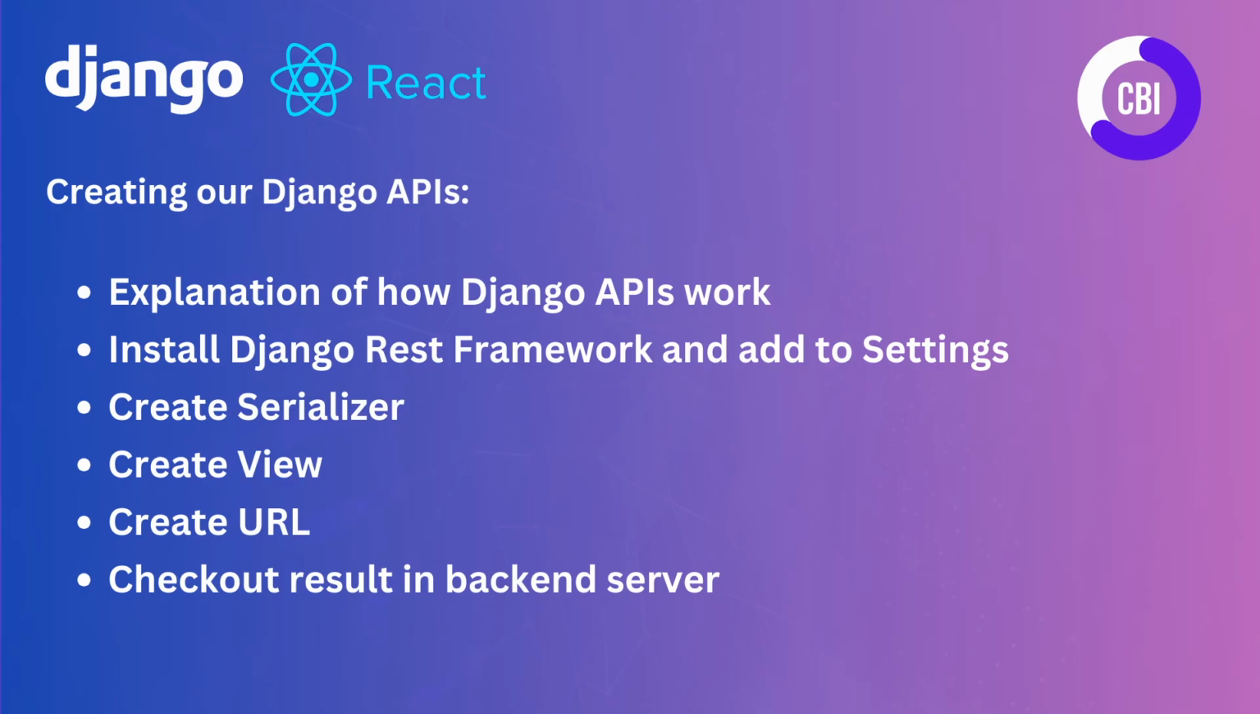Now to realize that, we're going to be following 6 steps. We're going to start with an explanation of how Django APIs work. Then we're going to be installing Django Rest Framework and make some changes to our settings. After that, we're able to create a serializer, a view with viewsets, a URL endpoint, and then check out the end result on our backend server.